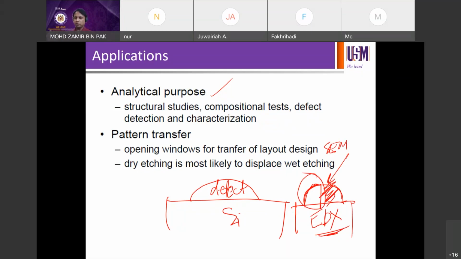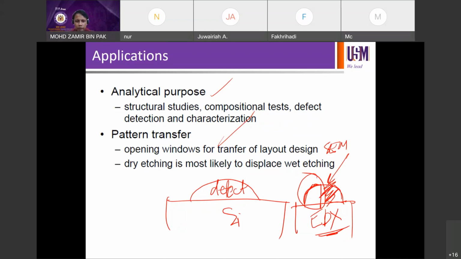Or when you troubleshoot and don't know where it came from, you have to do EDX, then only you see carbon, silicon, or tungsten, then you can slowly relate to which particular process could have caused the formation of the defects. Otherwise, you just don't know, because you can only see the defect, but you have no idea what the source of the defects is.